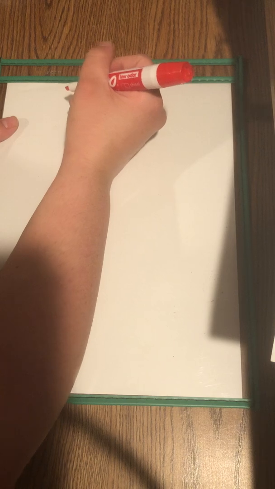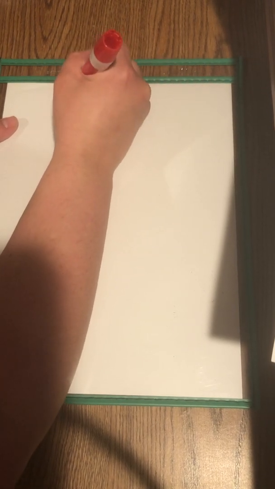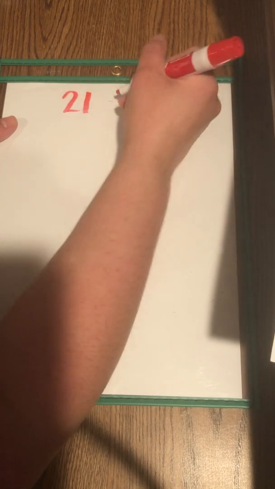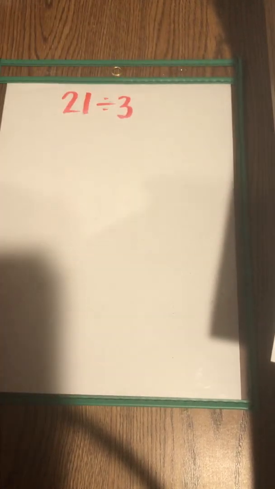So that way we can really understand the whole piece of division and what it really means. So we worked with dividing by 3 and dividing by 4. So I'm going to start with dividing by 3. So I'm going to do 21 divided by 3.